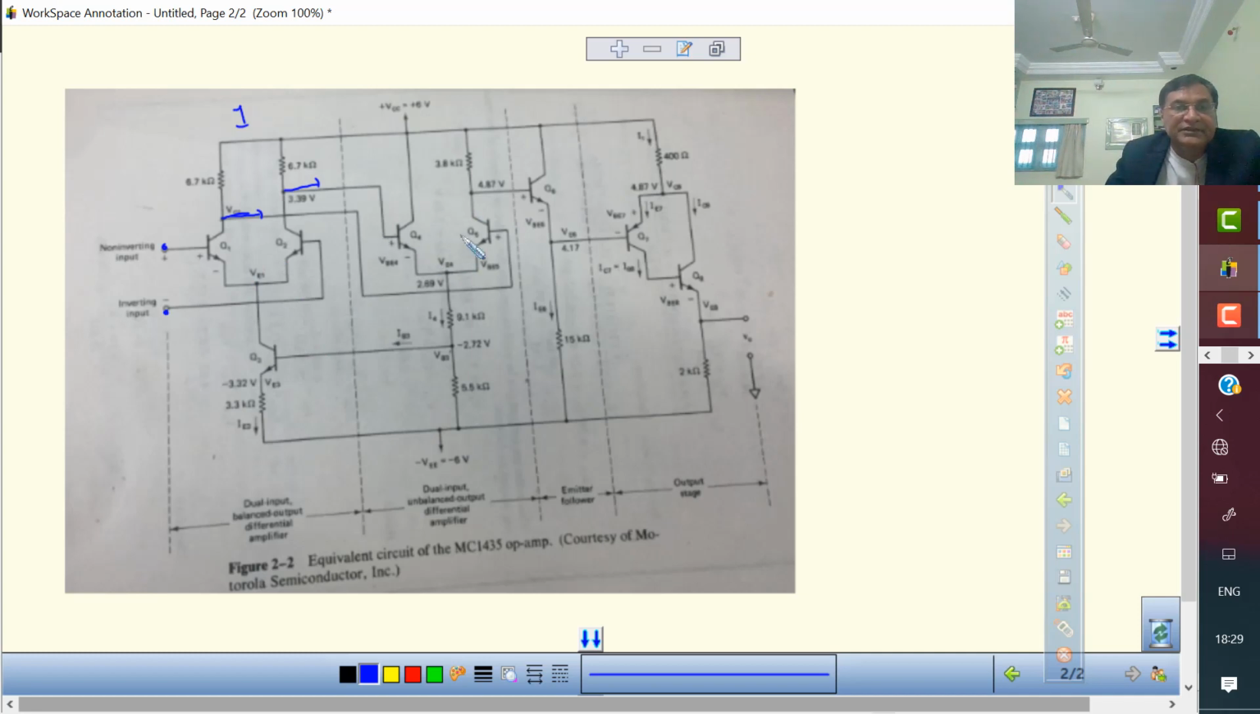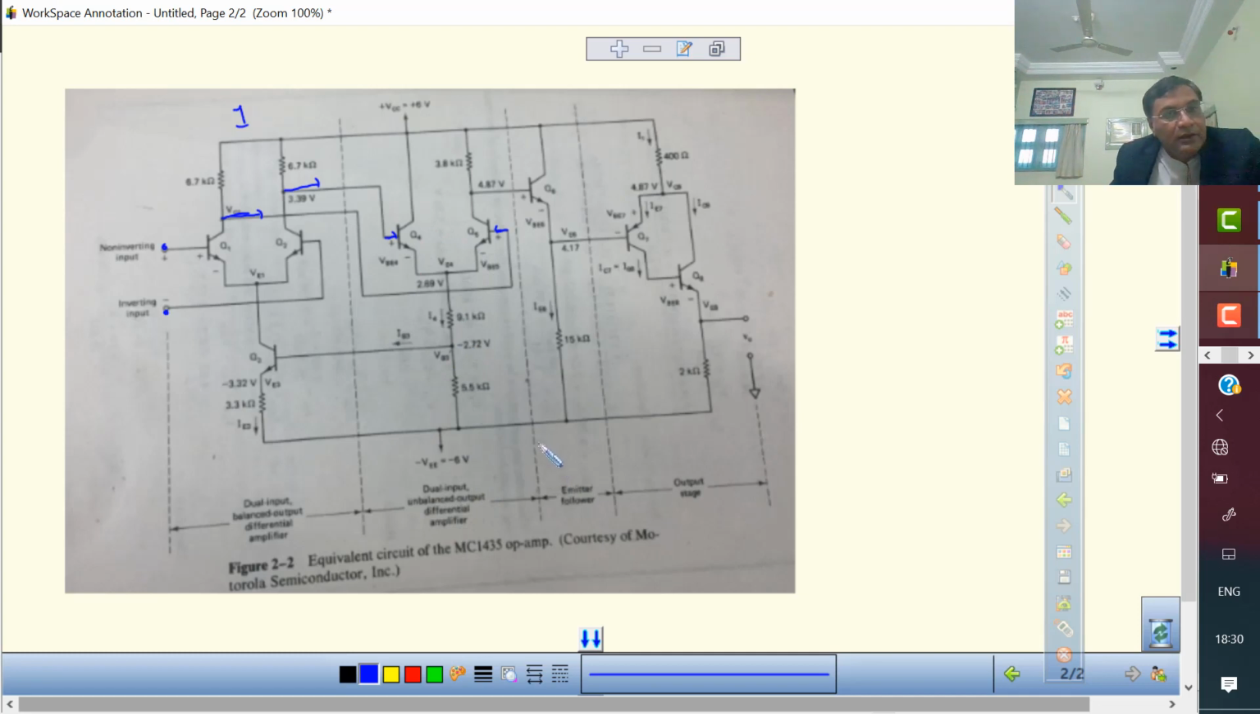Now in the second stage, one input is here and other input is here. So again it has 2 inputs, so you can say it is dual input. But output is from one transistor only, not from this transistor. So it is unbalanced output. So dual input, unbalanced output, differential amplifier, that is your second stage.